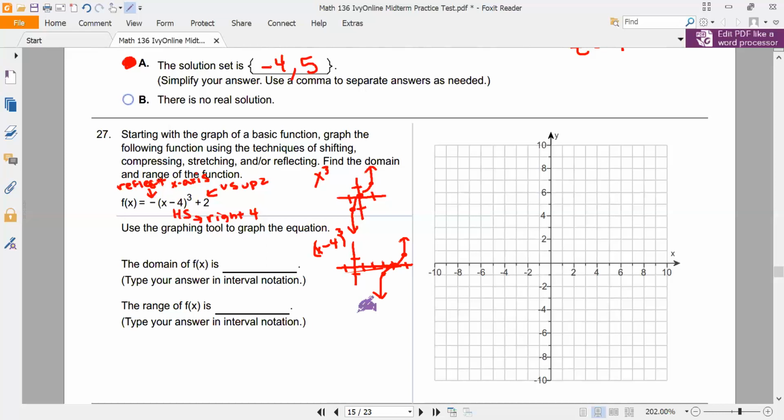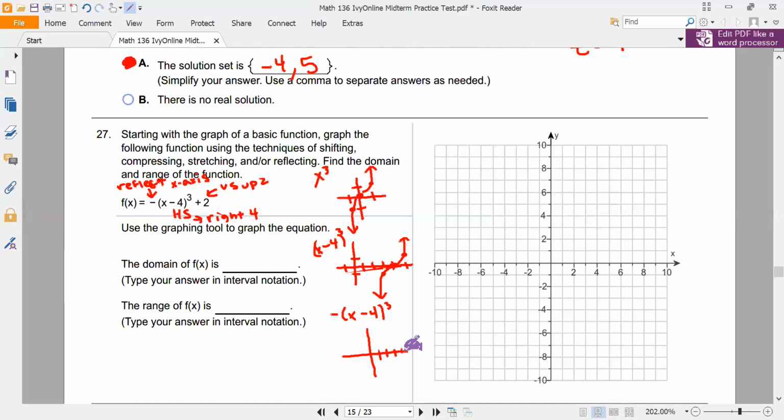Then I need to reflect across the x-axis, which puts the negative in front of my graph. Sorry, this pen is really not wanting to write right now. And then that would make this whole graph flip: all of your y value points change sign. So if you're at a negative, you go to a positive. If you're at 0, you stay where you're at. If you're positive, you go negative. So this just flips upside down across the x-axis.